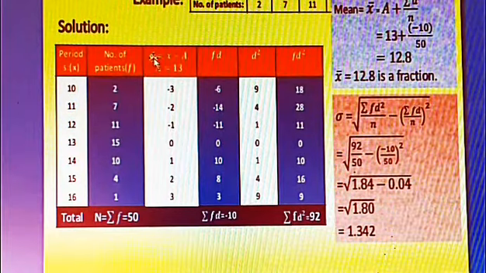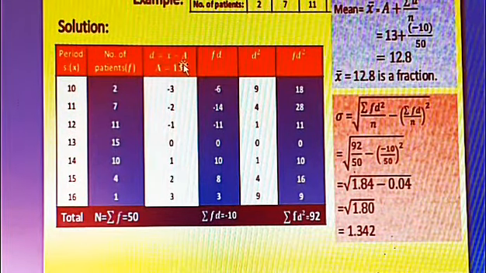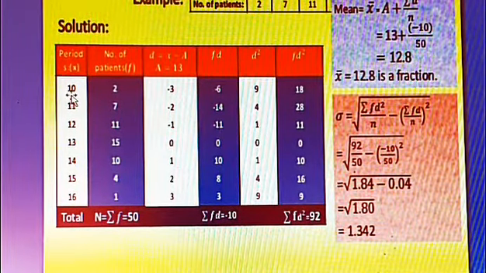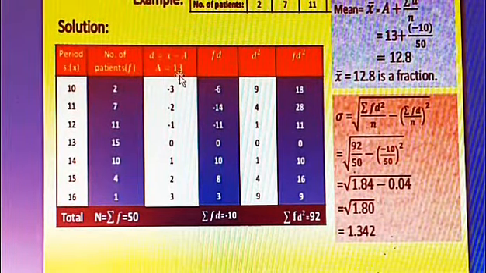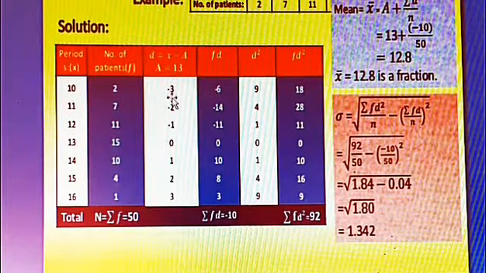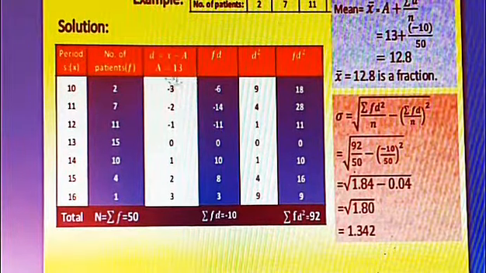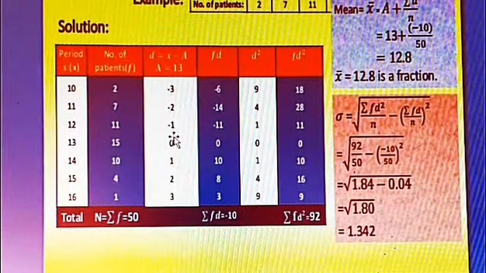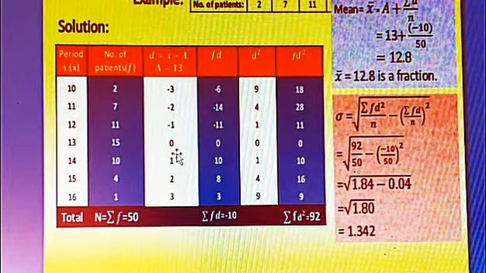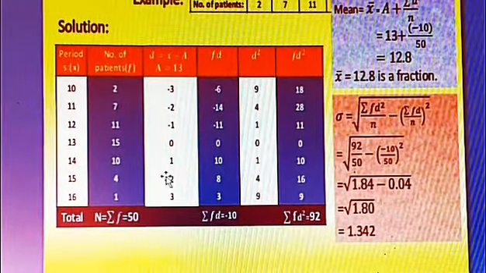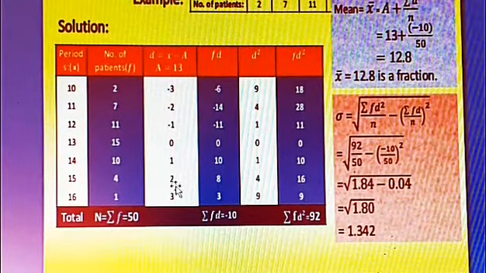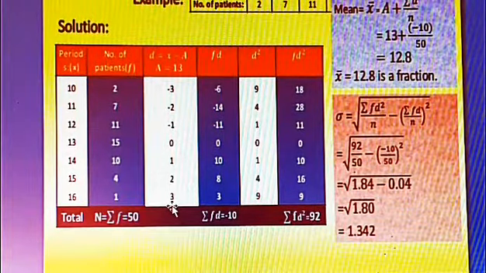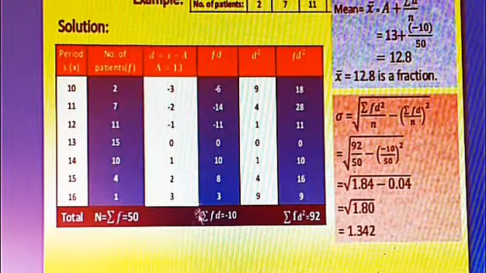Okay, students. Then we have to find D. What is D? X minus A. So this is the X column, right? So take the first term. What is the first term? 10 minus 13, assumed mean. 10 minus 13 will give you minus 3. 11 minus 13 will give you minus 2. 12 minus 13 will give you negative 1. 13 minus 13 will give you 0. 14 minus 13 will give you 1. 15 minus 13 will give you 2. 16 minus 13 will give you 3. Okay. So this is your third column.